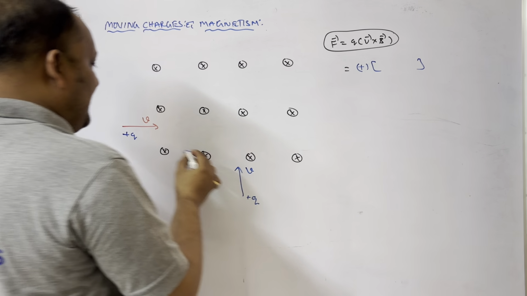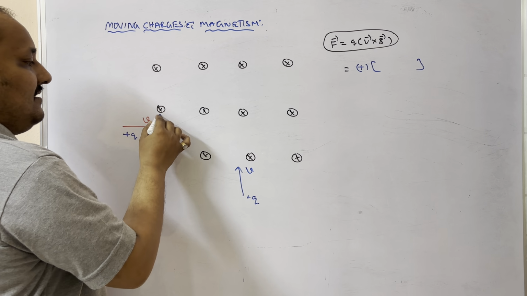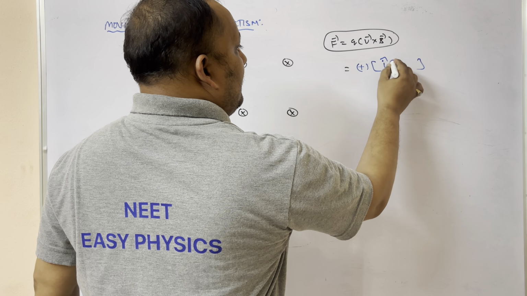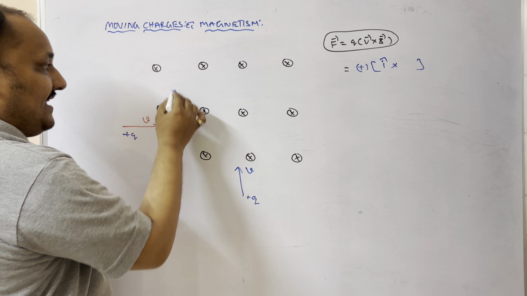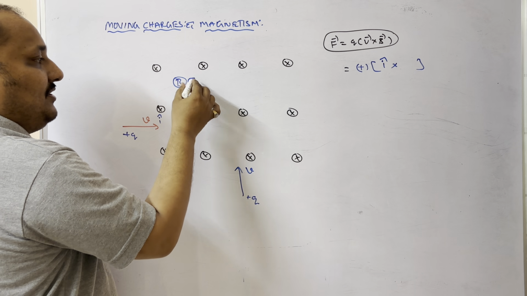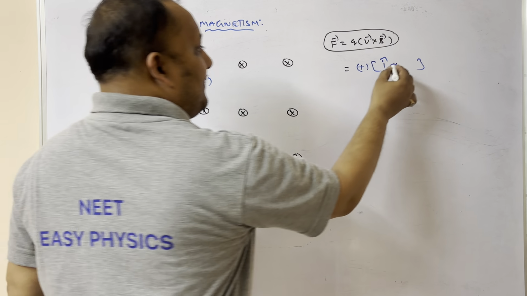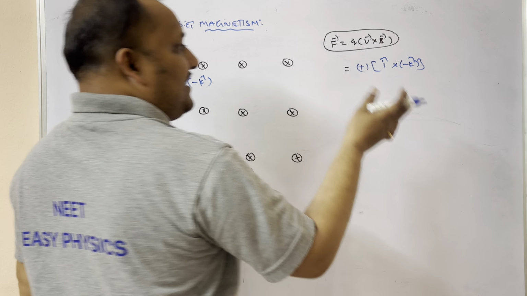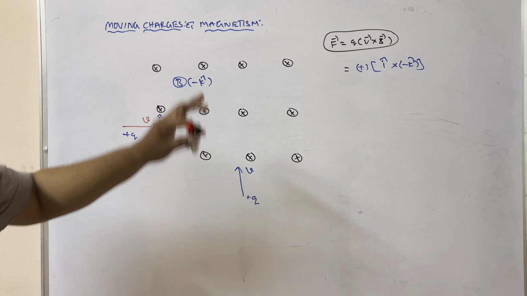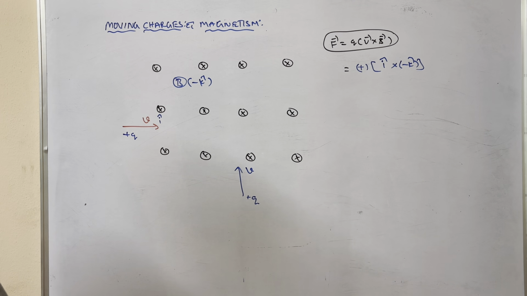Now, what is the velocity direction here? Right side means I cap. What is the magnetic field direction here? The magnetic field is into the board, minus K cap. Then the right hand palm rule, thumb rule, among all this is the best method to get the direction of force. Now, in which direction is force going to act? What is I cap cross K cap?